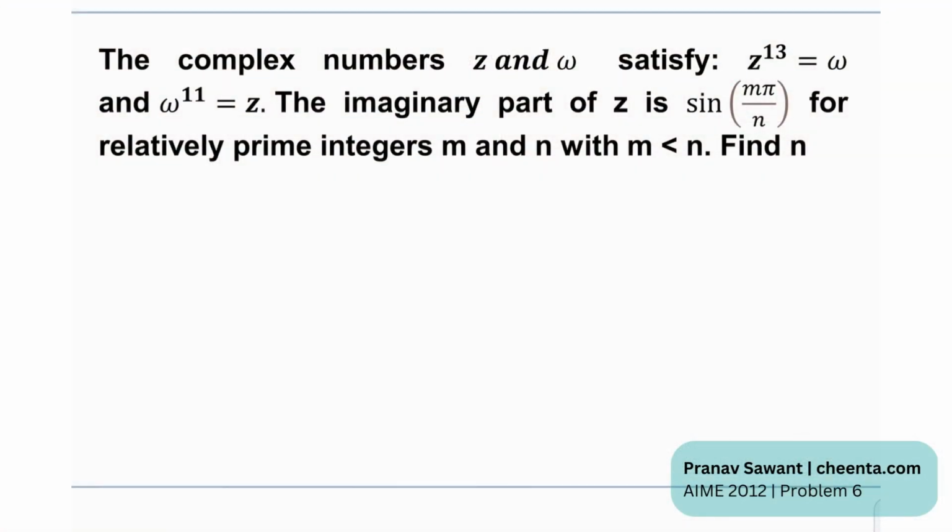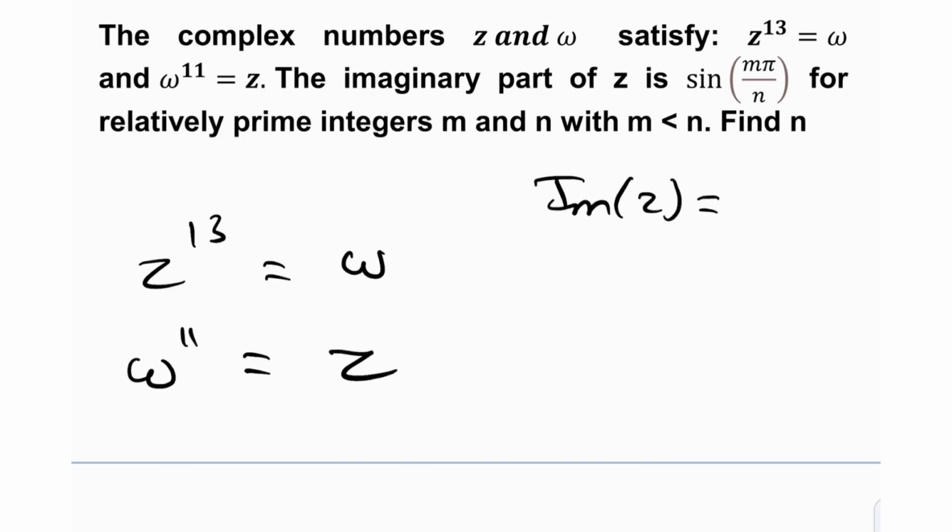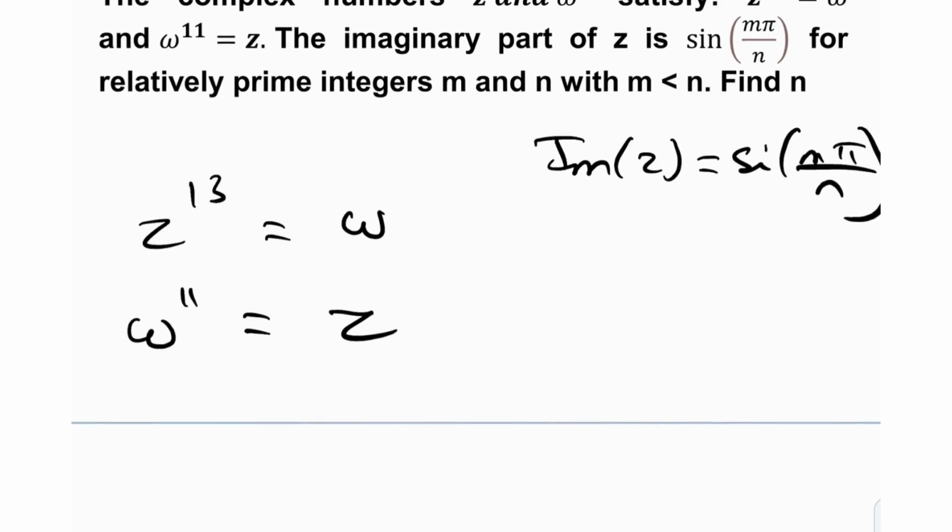Let's go through this question. They are saying that the complex numbers z and omega satisfy the given equations: z raised to the power 13 is equal to omega, and omega raised to the power 11 is equal to z. The imaginary part of z is sine of m pi by n for relatively prime integers m, n, with m less than n, and we need to find n. So essentially the imaginary part of z is equal to sine m pi by n, and we need to find the value of n. As simple as that.